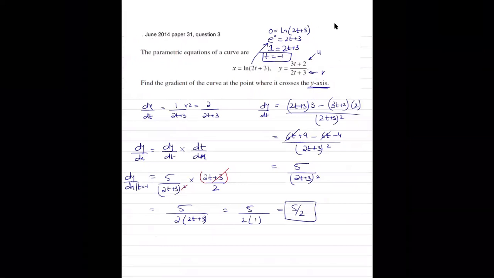So I made a small calculation mistake in dy by dt. Because of that, I didn't get the answer. But otherwise, my steps were fine. All right, good. Let's move on to the next question now.